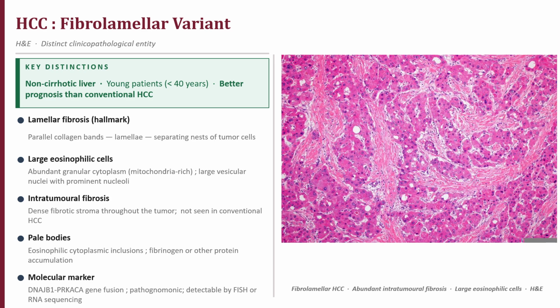However, there is one variant called fibrolamellar variant that occurs in non-cirrhotic liver, usually young patients less than 40 years. This type of hepatocellular carcinoma usually will show morphologically these lamellae of fibrosis in between the tumor cells, intratumoral fibrosis, and the hepatocytes will acquire a large eosinophilic cytoplasm, as you can see here, the large pink cytoplasm all through.